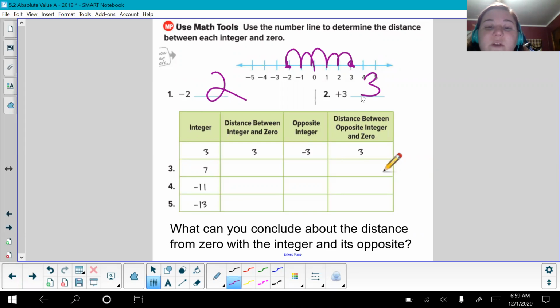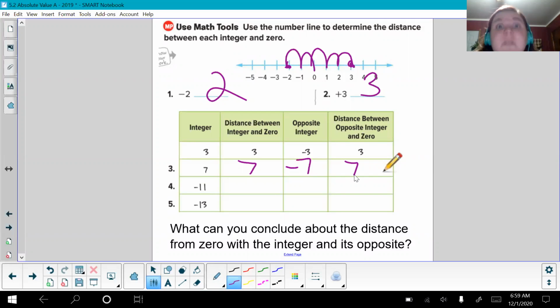So if you think about what I just did, think about the integer 7. How far is 7 from zero? Well, 7 would be 7 spaces from zero. What's the opposite of 7? Well, that would be -7. But then how far would -7 be from zero? Oh, it's also 7.